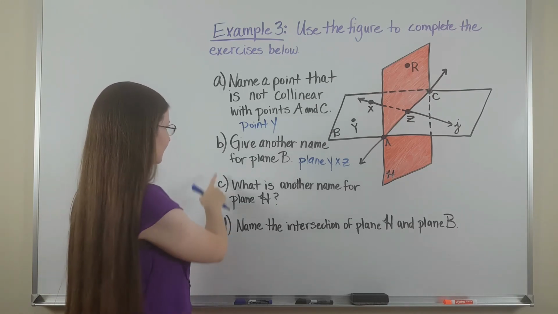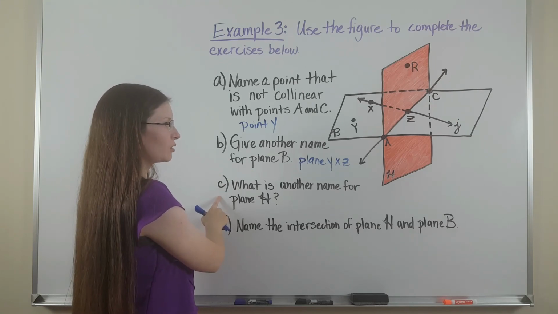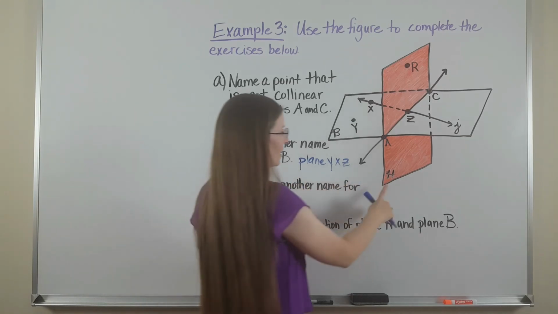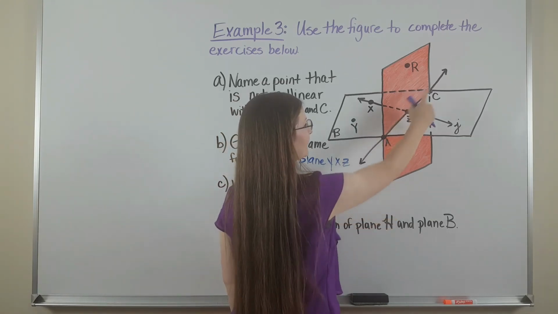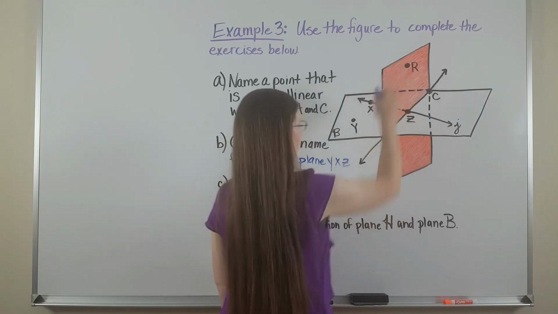Okay? Letter C says, what is another name for plane H? It's the same as letter B. We have to choose 3 points that are not in a straight line that are in plane H. Okay, so we cannot call it plane AZC. We have to call it maybe plane AZR.